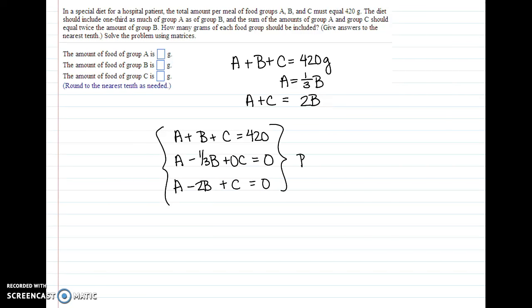Okay, so we put this into Polysmelt. And you've got to remember that A was the first letter that you used, the first column, B goes with the second column, C goes with the third column. So when we get our answers back out of Polysmelt, food group A is our first variable, first solution, I should say. Food group B is the second answer, and food group C is the third answer. So this is the gram amount for each of those 3 food groups for the meals for that hospital patient.